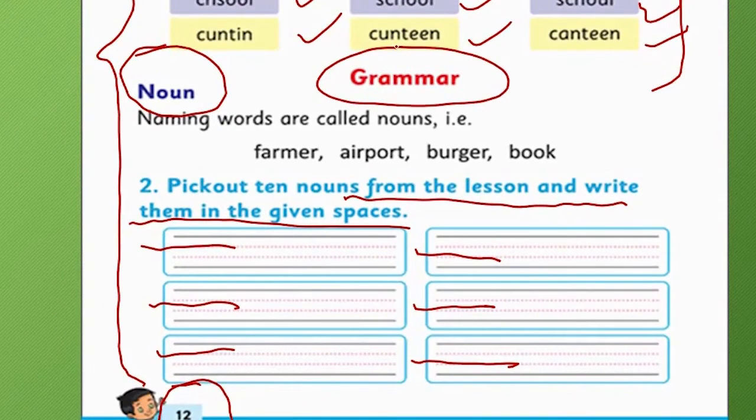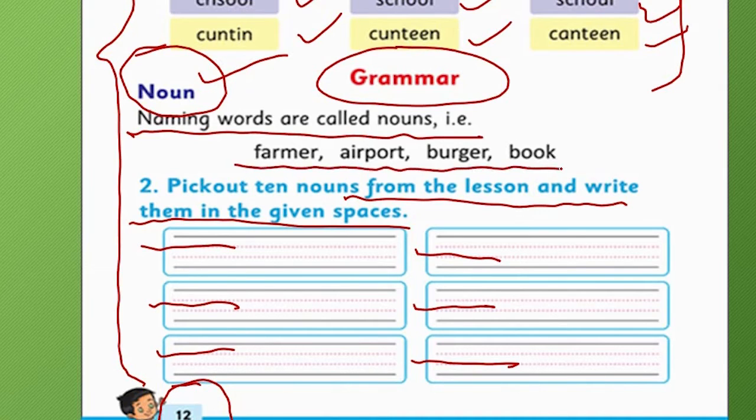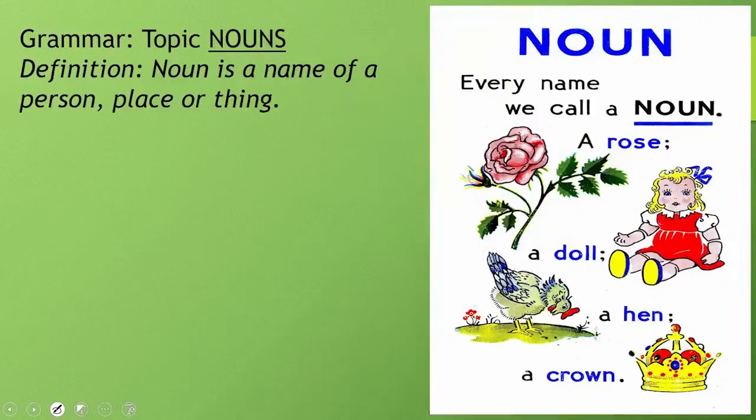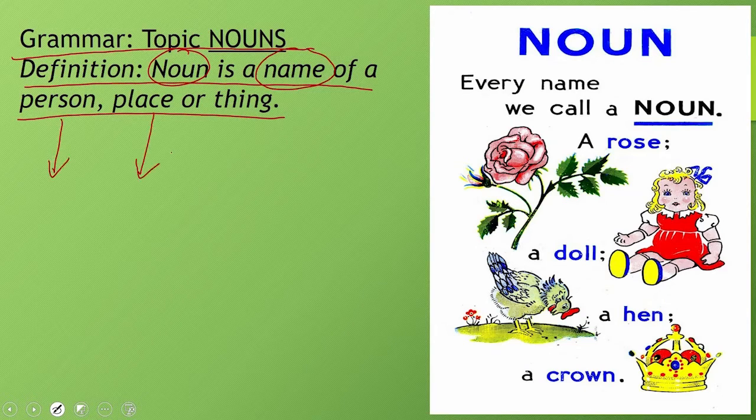The grammar part says noun. Naming words are called nouns. Farmer, airport, burger, book. To understand nouns even better, we are going to move on and revise the concept of noun, which says noun is a name of a person, place or thing. Noun is the name of a person, place or thing.